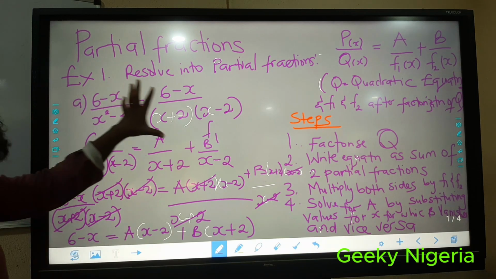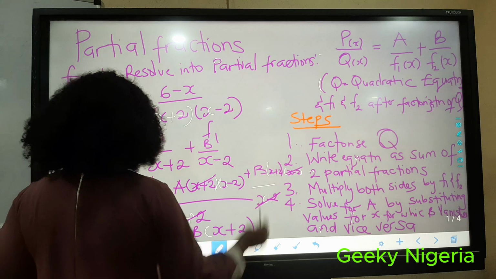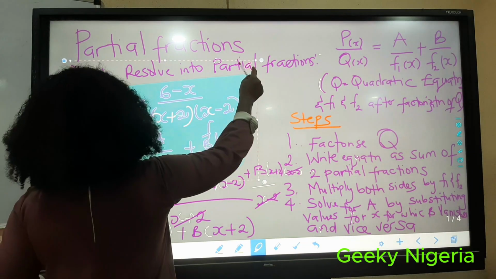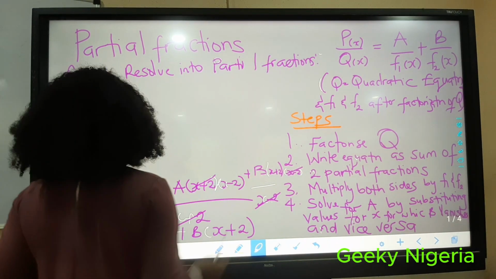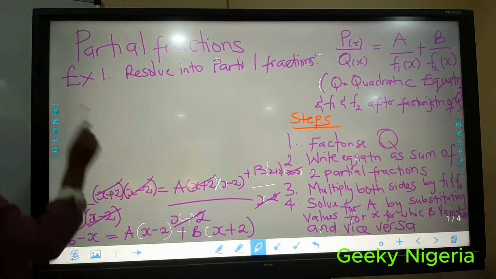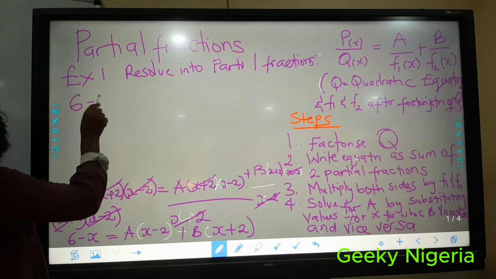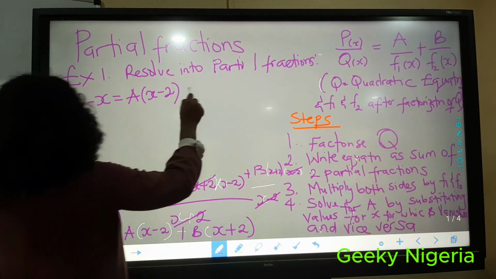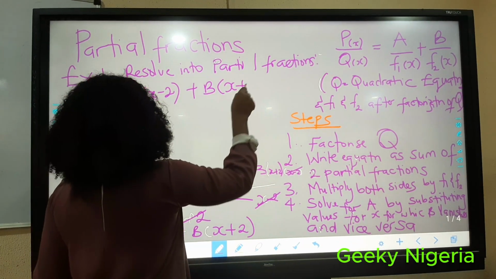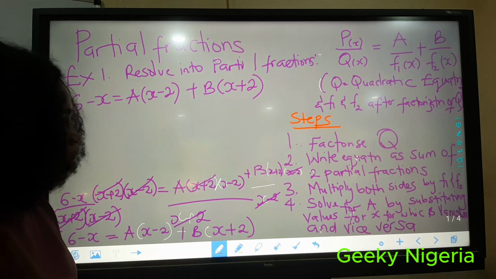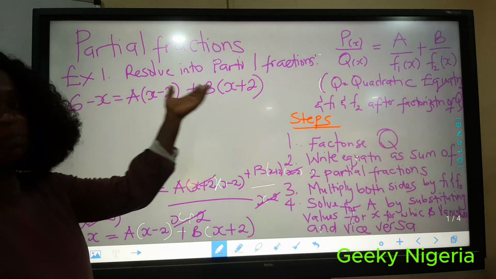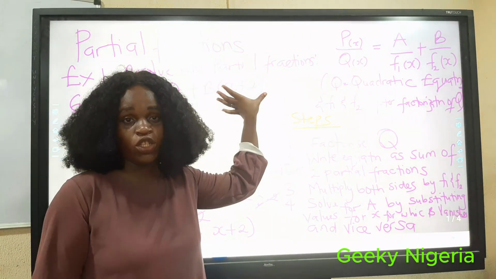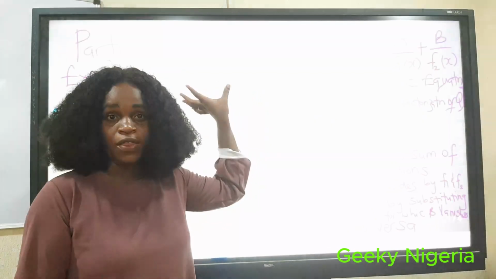So for this, I'm going to have to clear this so that we can continue from there. Let's continue. Let's bring back the equation. We're having 6 minus x equals A(x - 2), right? Plus B(x + 2). What's our rule? To solve for A, we have to substitute values for which B vanishes. So what you're going to easily do is take the equation with B and equate it to 0. That's how you find the value for which B will vanish.